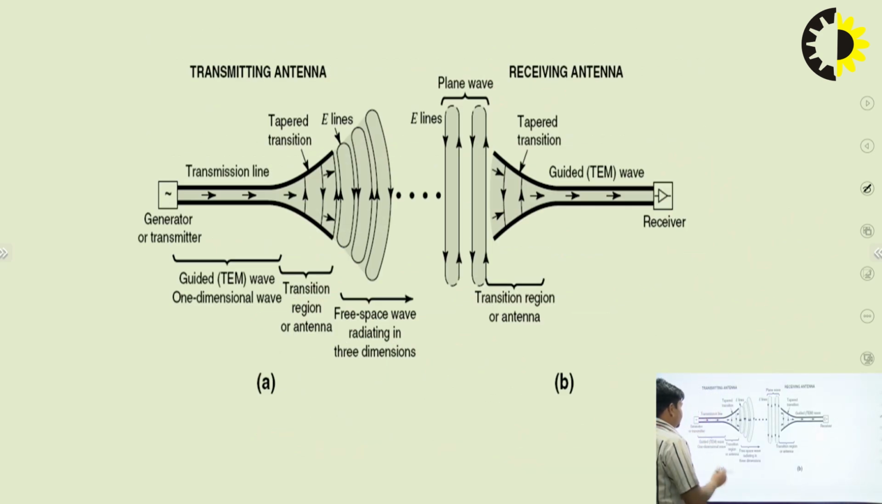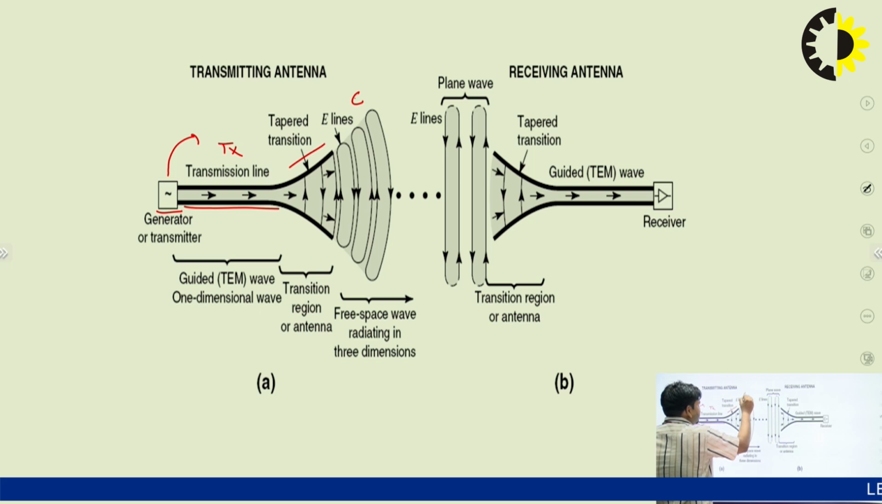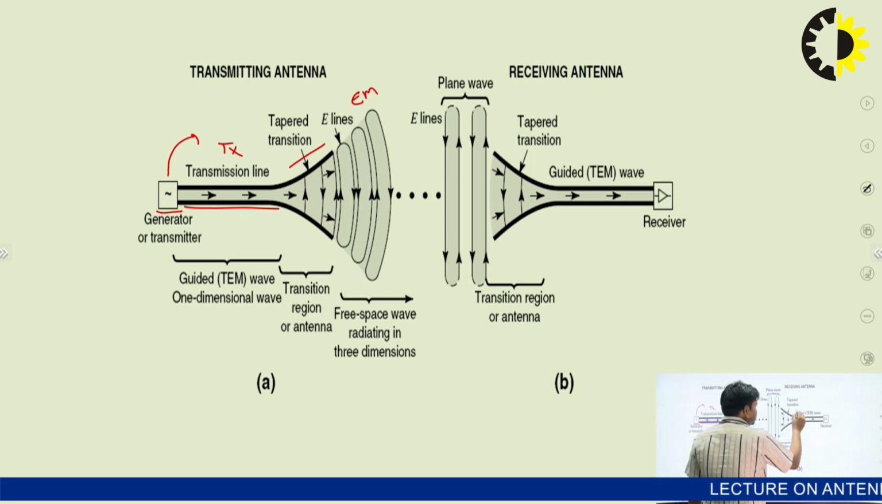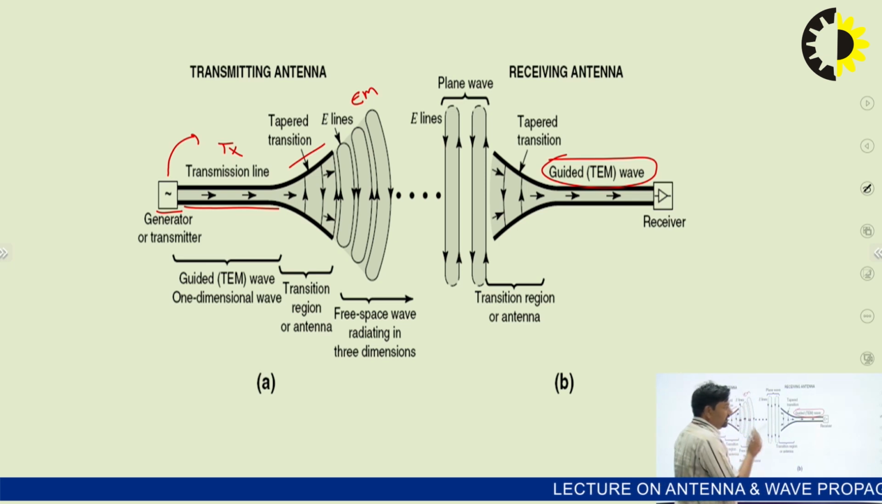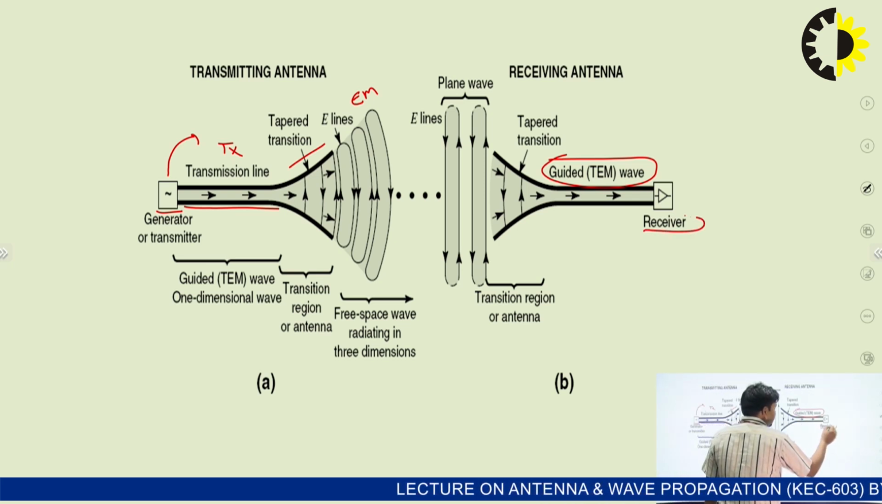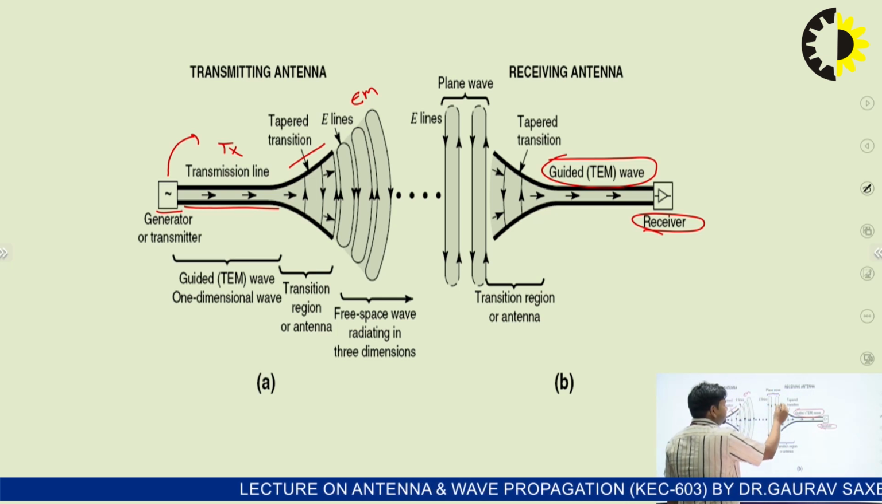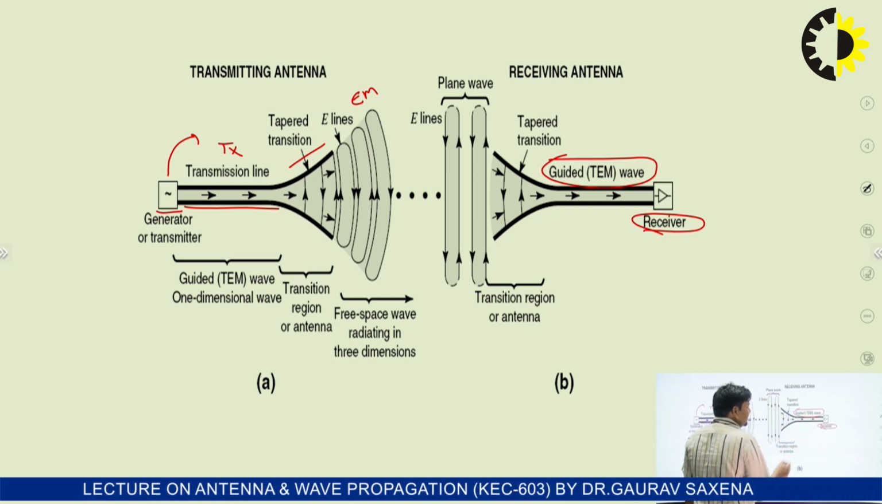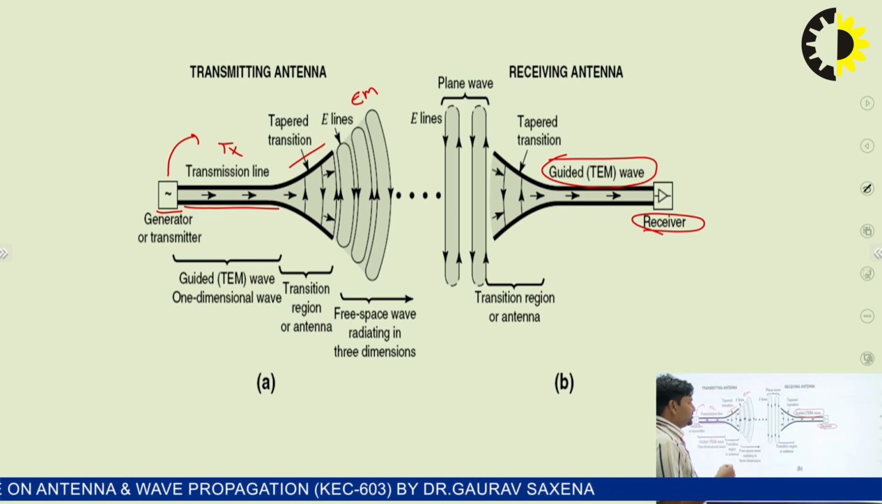This is the antenna transition. We can say this is the generator, this is the transmission line, and this is the taper transition. The electric field is generated, and the transmitter antenna works as a transducer which converts the electrical signal into the electromagnetic signal. This is a guided TEM mode waveguide. The receiver is here, and this electromagnetic plane wave is converted into the electrical signal. This type of receiving antenna is called the receiver antenna, which converts the electromagnetic wave into the electrical signal.